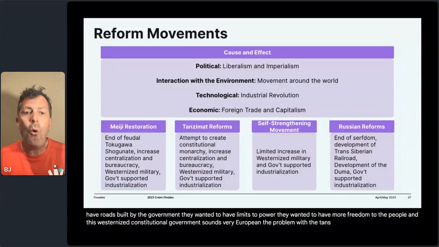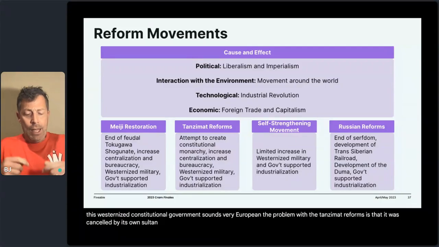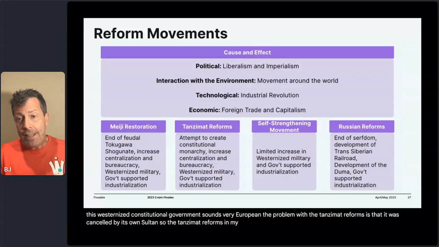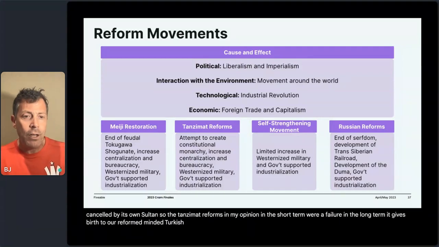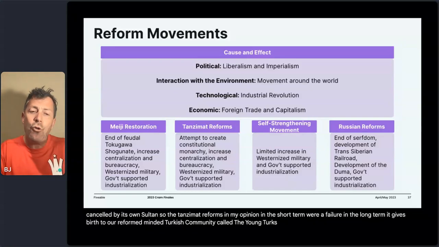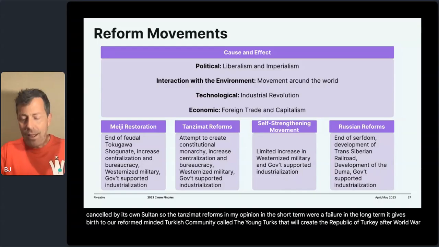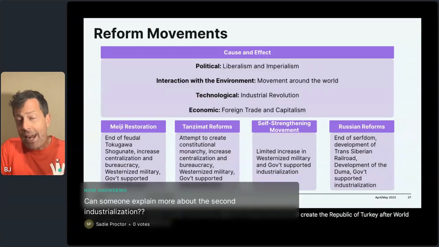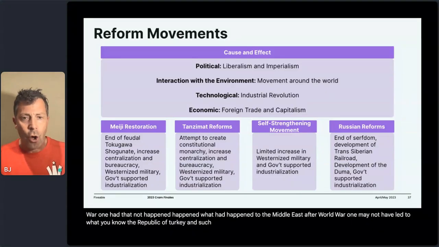The problem with the Tanzimat reforms is that it was canceled by its own sultan. So the Tanzimat reforms, in my opinion, in the short term, were a failure. In the long term, it gives birth to a reform-minded Turkish community called the Young Turks that will create the Republic of Turkey after World War I. Had that not happened, what happened to the Middle East after World War I may not have led to the Republic of Turkey and such later on.